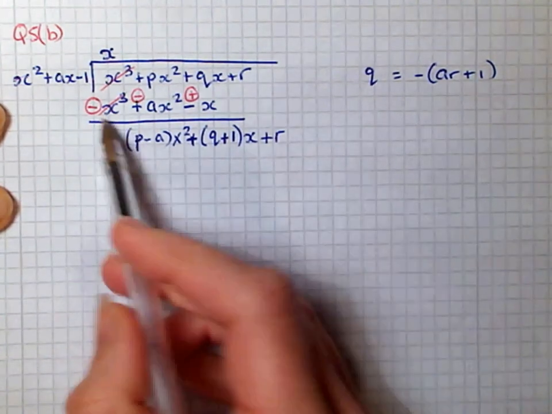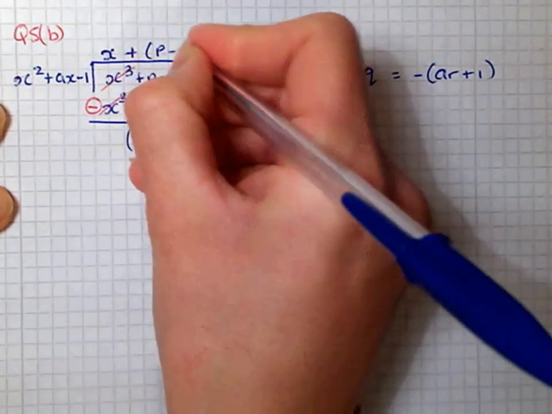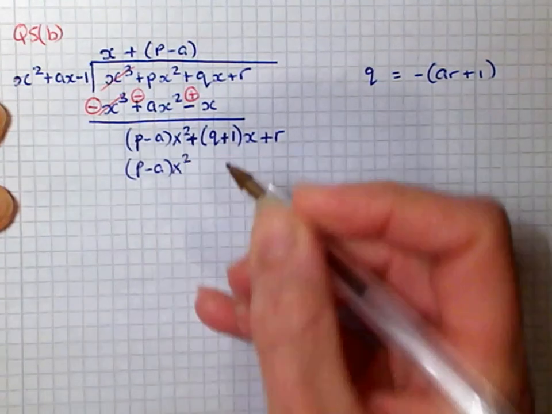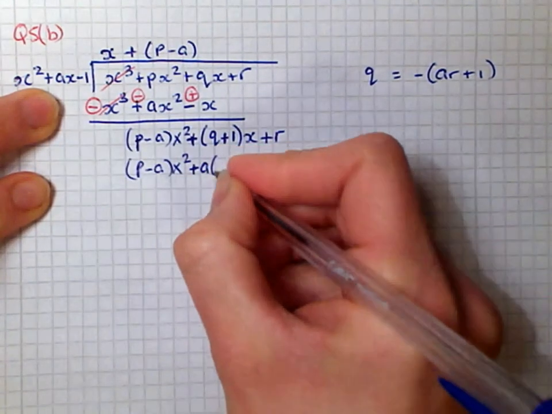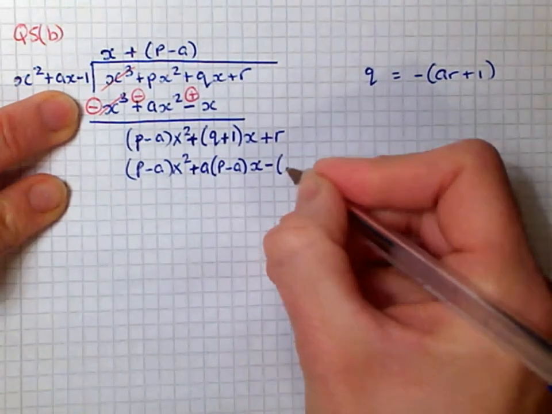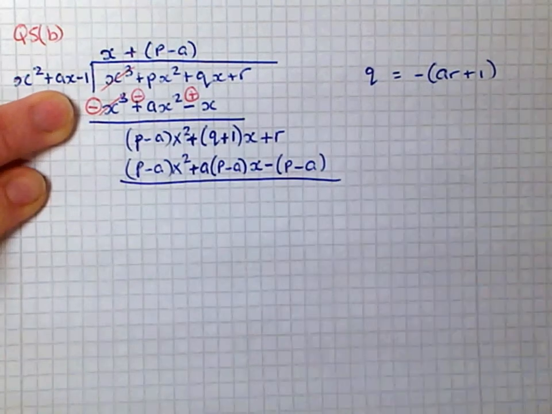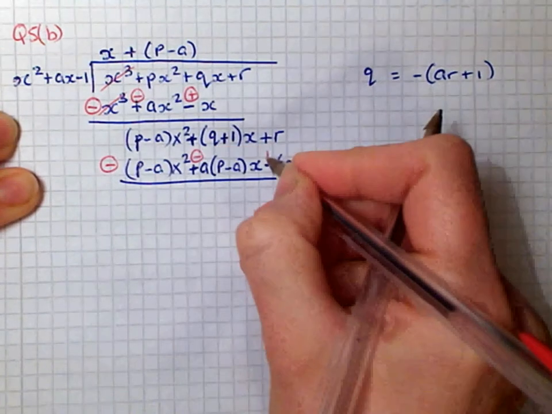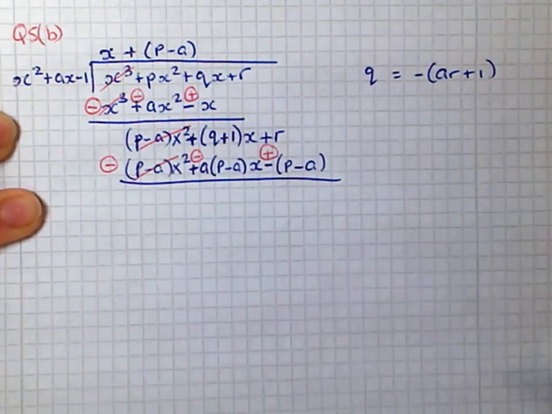What do you multiply x squared by to give you (p minus a) x squared? You multiply it by p minus a. P minus a by x squared is (p minus a) x squared. And p minus a by plus ax is plus a into (p minus a), and put the x on the outside, and minus bracket (p minus a). So we draw the line and change the sign, so it becomes a minus, that becomes a minus, and that becomes a plus. So those two terms, when added together, cancel.